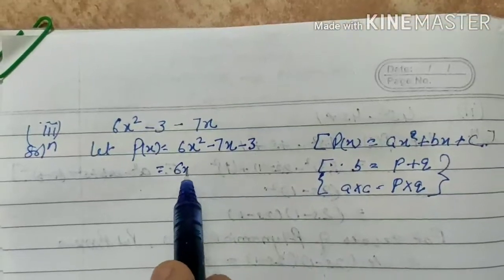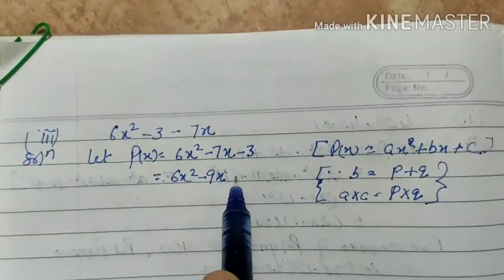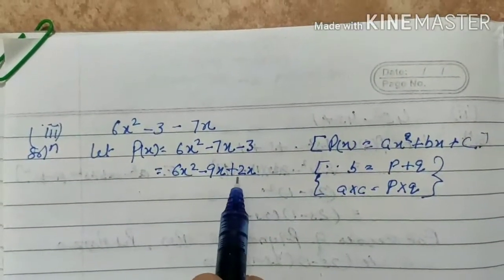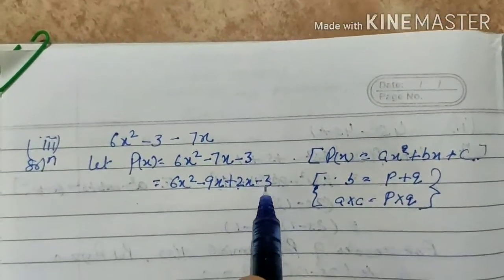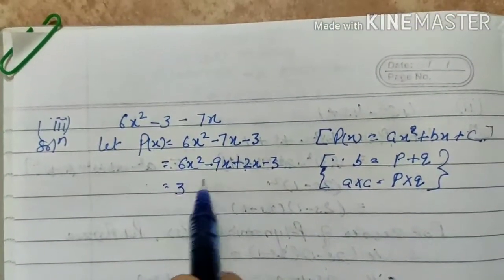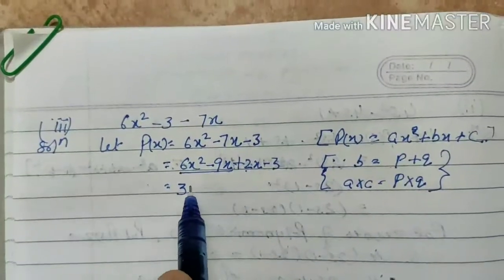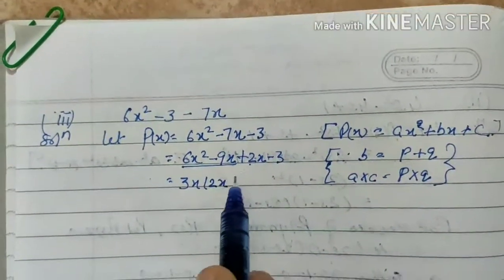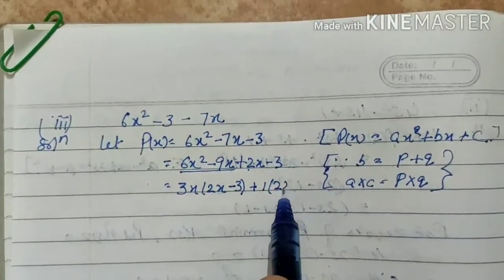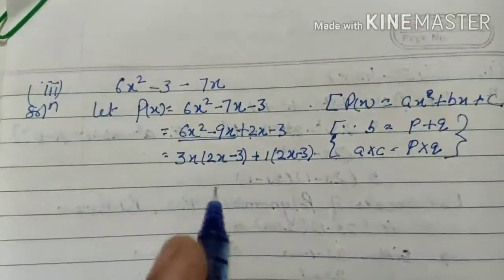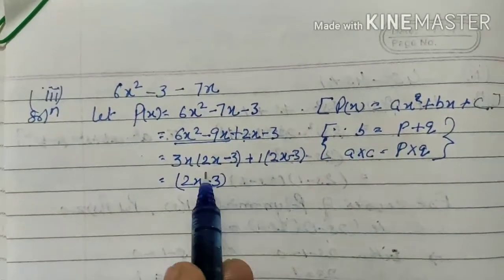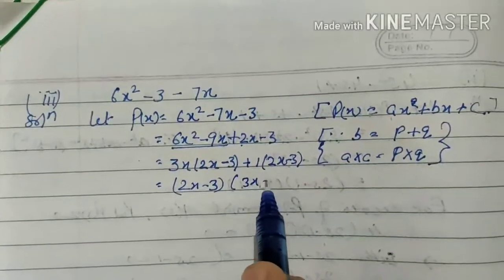So we have two numbers as minus 9x plus 2x. Minus 9 plus 2 becomes minus 7, and minus 9 into 2 becomes minus 18. So these are the two required numbers. Now you can take 3x as common from the first two terms. 3x into this will remain 2x minus 3, plus we can take 1 as common from these two terms, so this will remain 2x minus 3. Now take 2x minus 3 as common factor from the whole polynomial, and this will be 3x plus 1.